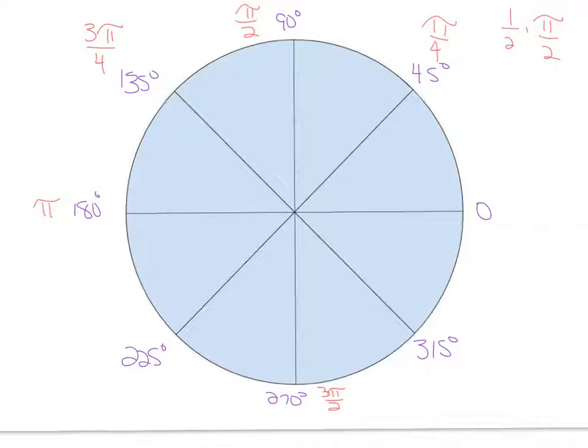This one would be 5 pi over 4. 6 pi over 4, which simplifies to 3 pi over 2. This would be 7 pi over 4. And then 8 pi over 4 would be 2 pi, or 360 degrees. Okay, so these right here are the radian measures that have to do with, particularly these in the quadrants, 45 degrees.